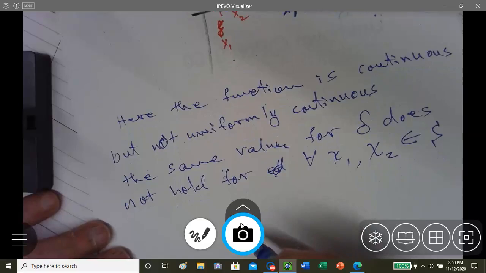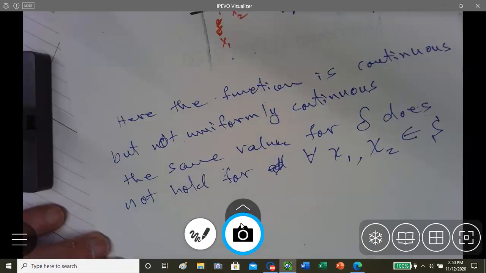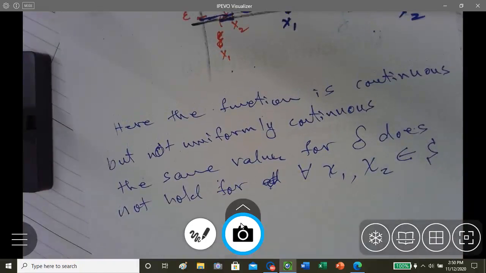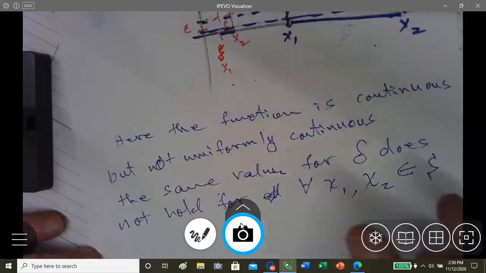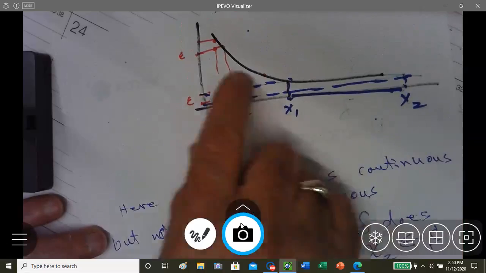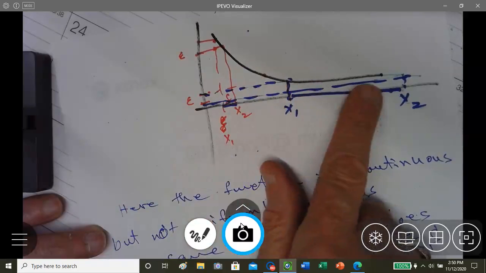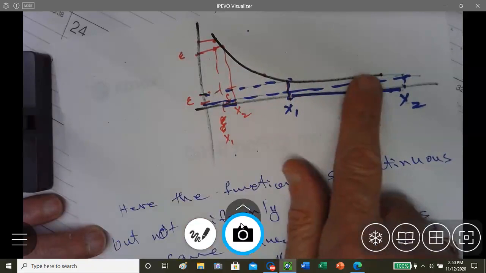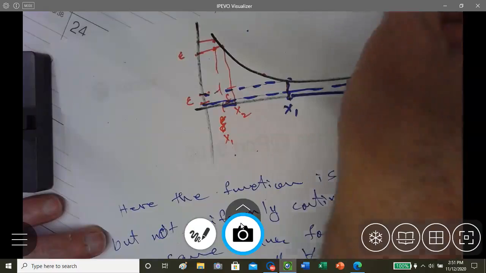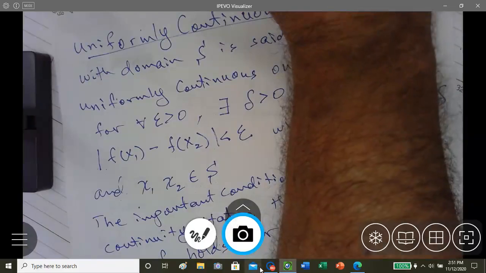The steeper the function, the smaller the delta that is required. So that is uniformly continuous, where basically the slope would have to be the same throughout the curve within that domain. So that concludes this video.